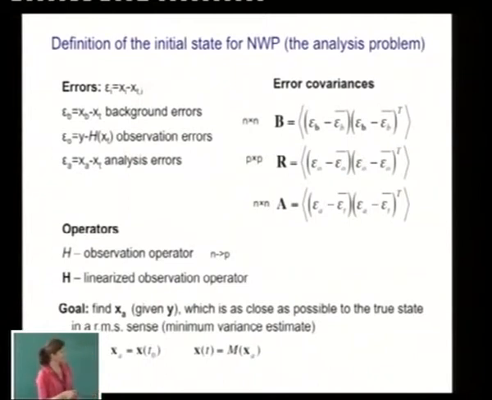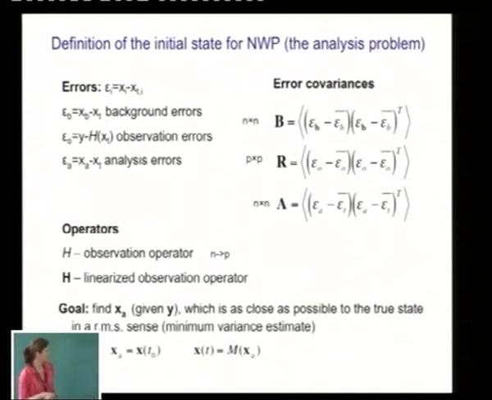But that is not taken into account in this matrix. You see, this matrix has no time dependency. It's just defined for a single time step. Or, as I will explain, we usually compute averages. This is the observation error covariance matrix, and this is the analysis error covariance matrix.